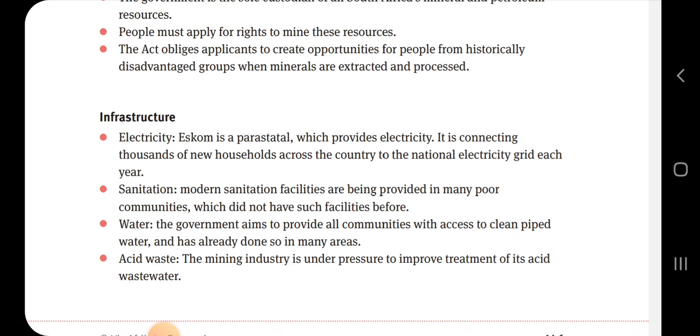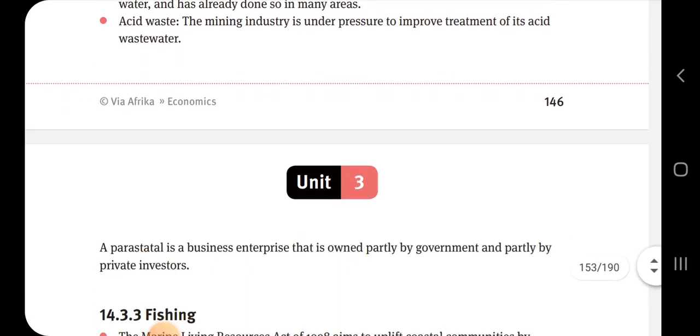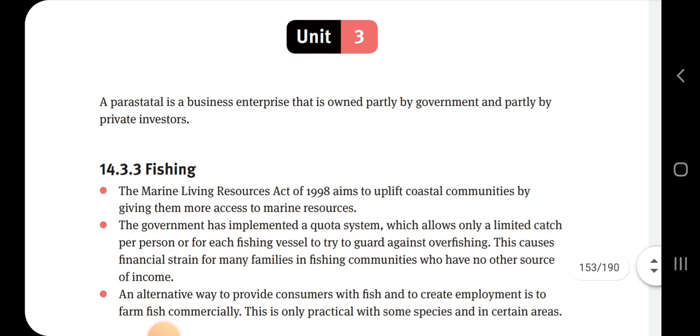And then with sanitation, modern sanitation facilities are being provided in many poor communities. And then water: the government aims to provide all communities with access to clean piped water, and that has already been done in many areas. Acid waste: the mining industry is under pressure to improve treatment of its acid waste water.